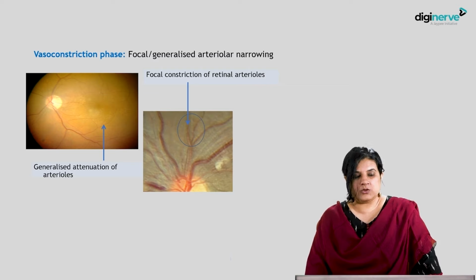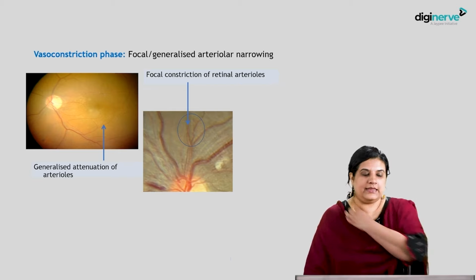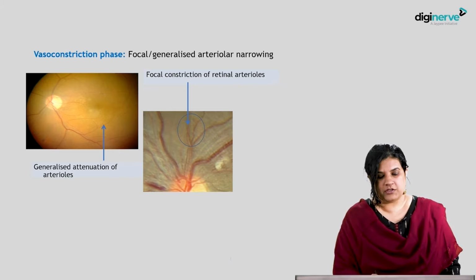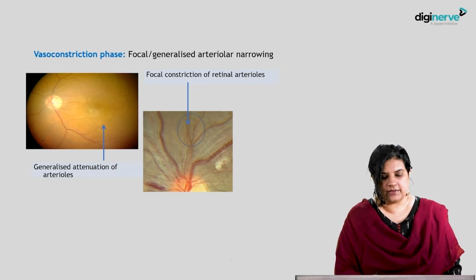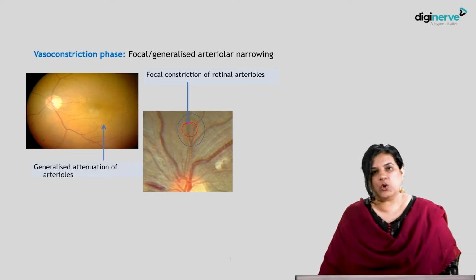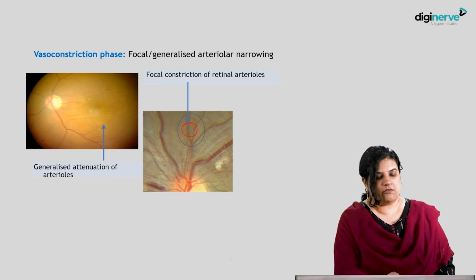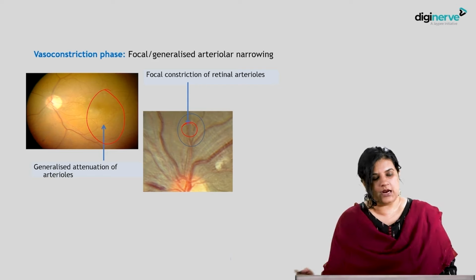Here we have the vasoconstriction phase. There can be focal or generalized arteriolar narrowing. In this image, where we have this blue circle, we can see that the arterioles are narrowed down in this segment. On the other hand, in the image on your extreme right hand side, you see that there is a generalized attenuation of the arterioles.